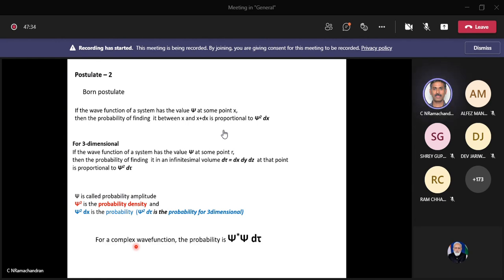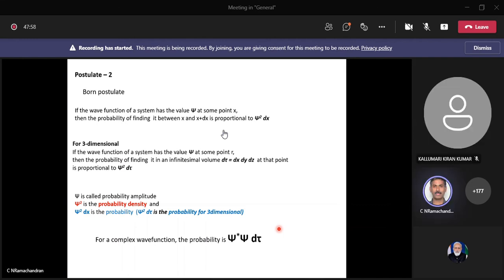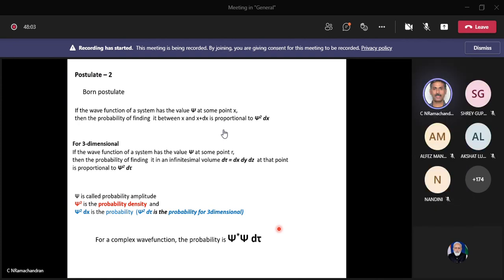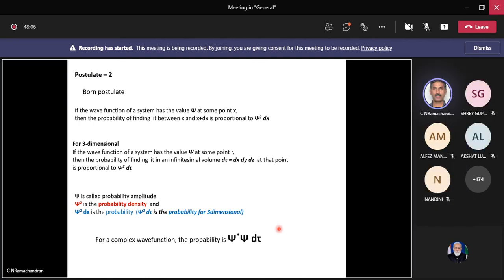And for a complex wave function, the probability is psi conjugate psi d tau. What is meant by a complex wave function? You are aware of complex numbers. If you square a complex number, you may get an imaginary number. Probability cannot be negative. Probability is either zero or positive. That is why we take the complex conjugate of psi. This is a mathematical convenience only. So it is psi conjugate psi d tau, or psi square d tau.